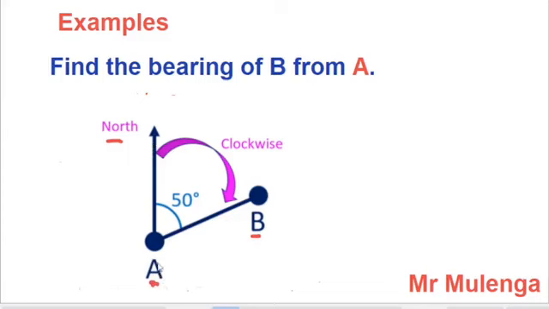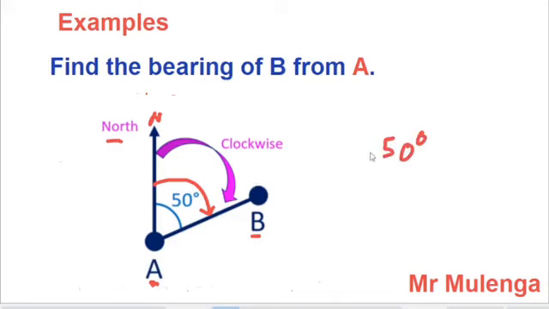That's where we need to draw our north pole. So you can see we already have the north pole right here. So from there, we'll be moving in a clockwise direction, from north coming to the points that are connecting A and B. So what is the bearing of B from A? It's 50 degrees.